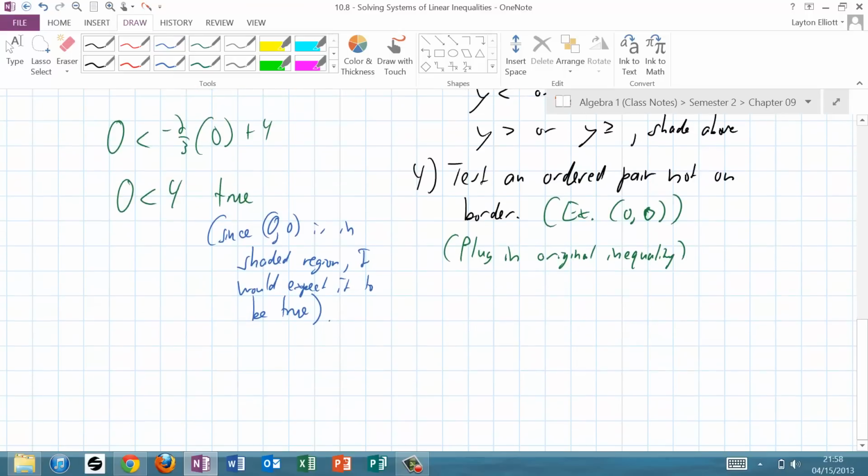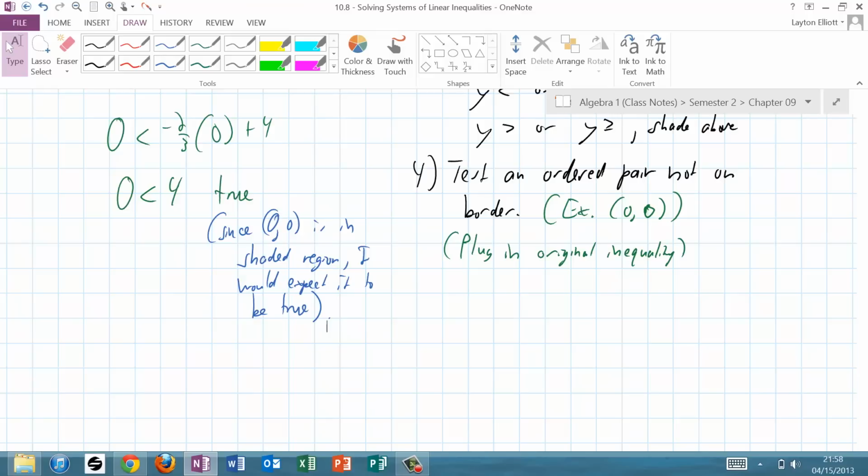Okay, so that's a lot of notes for you, but that's the idea behind what we're doing. Let's do another example, number 2. Let's try y is greater than or equal to negative 1/5 x minus 4. Actually, let's change the minus 4 into a plus 2.